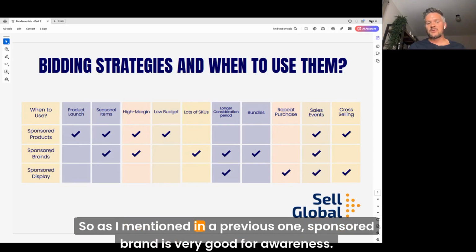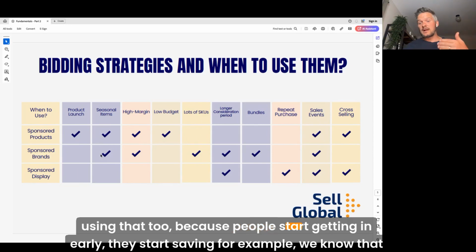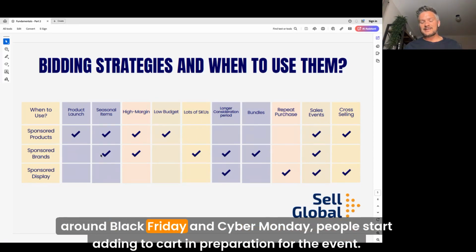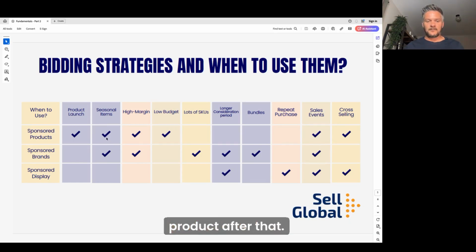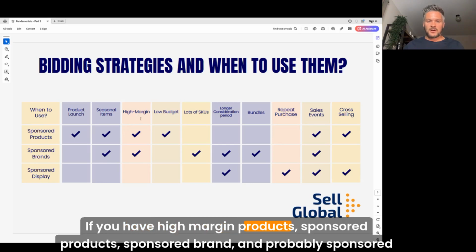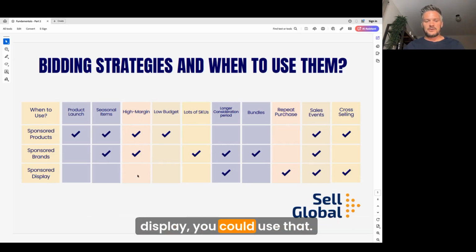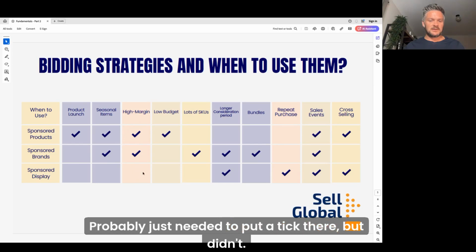So as I mentioned in a previous one, sponsored brand is very good for awareness. So using that too, because people start getting in early, they start saving. For example, we know that around Black Friday and Cyber Monday, people start adding to cart in preparation for the event. So using sponsored brand in the lead up to a seasonal event or a sales event, and then sponsored product after that. If you have high margin products, sponsored brand, and probably sponsored display, you could use there. Probably just needed to put a tick there, but didn't.